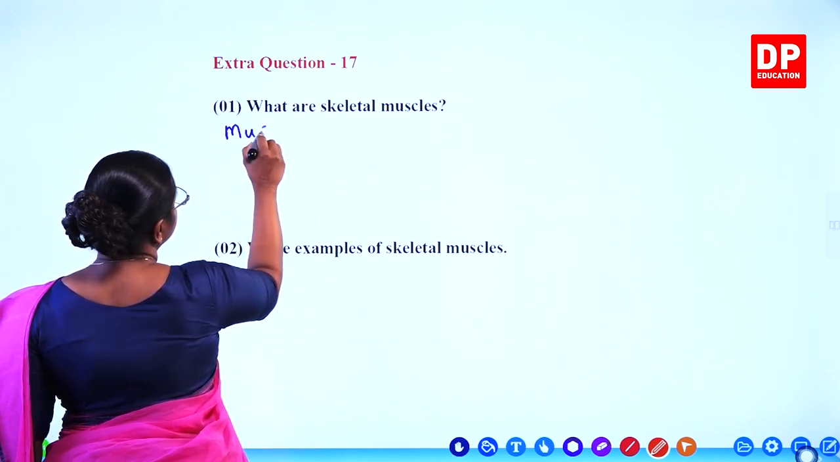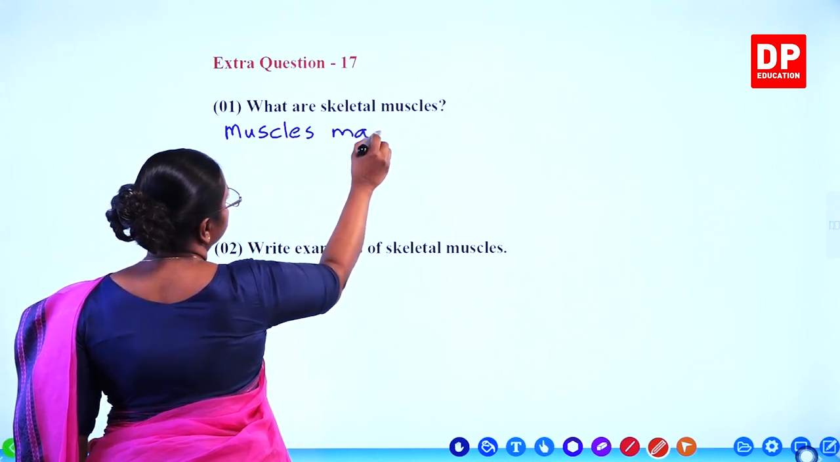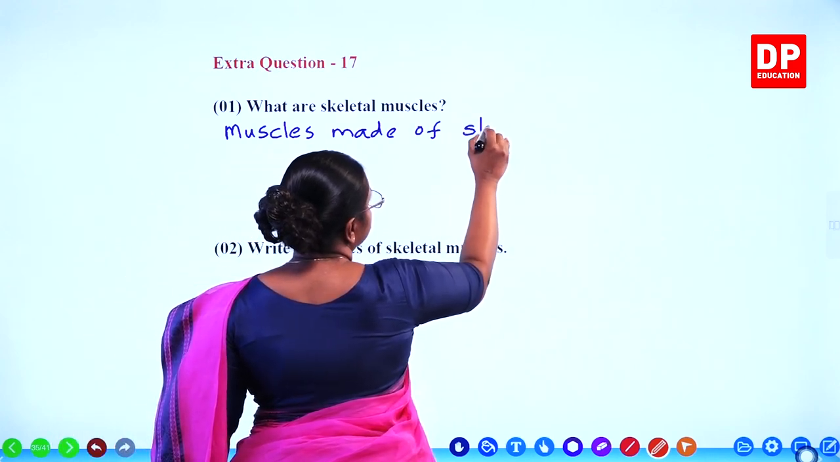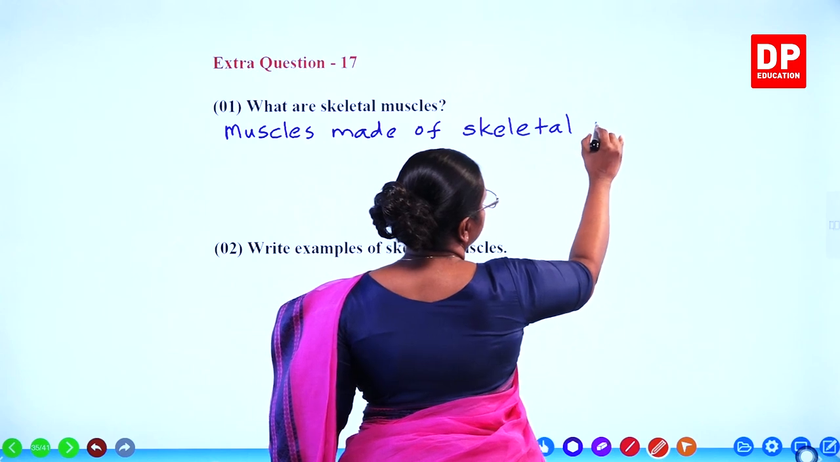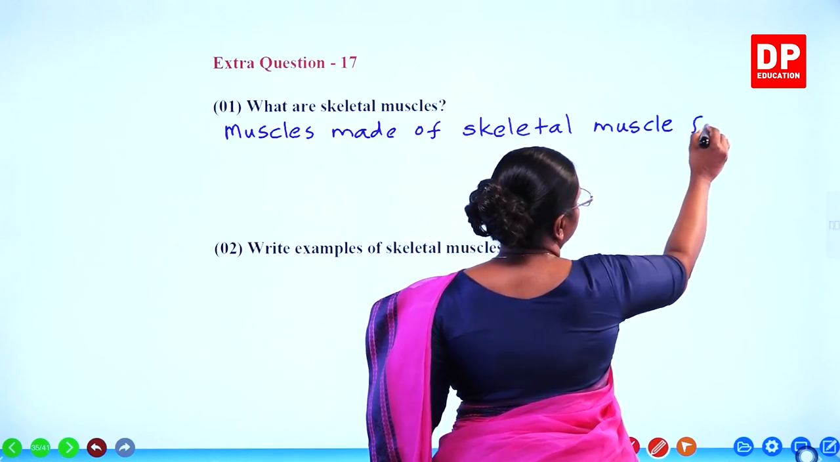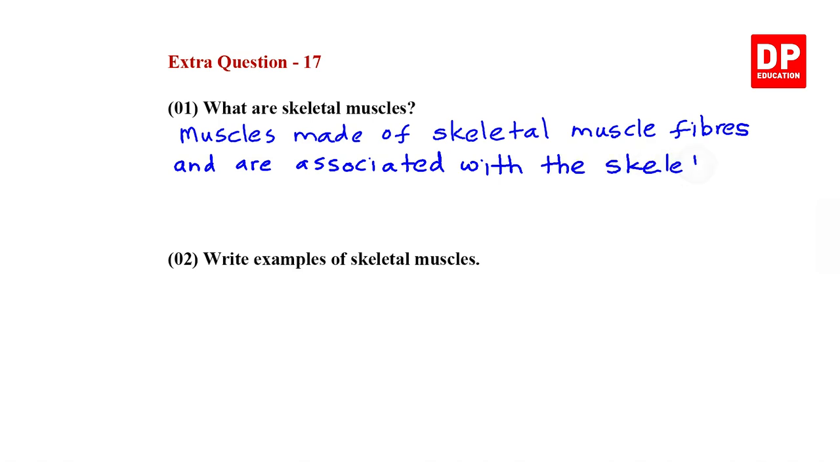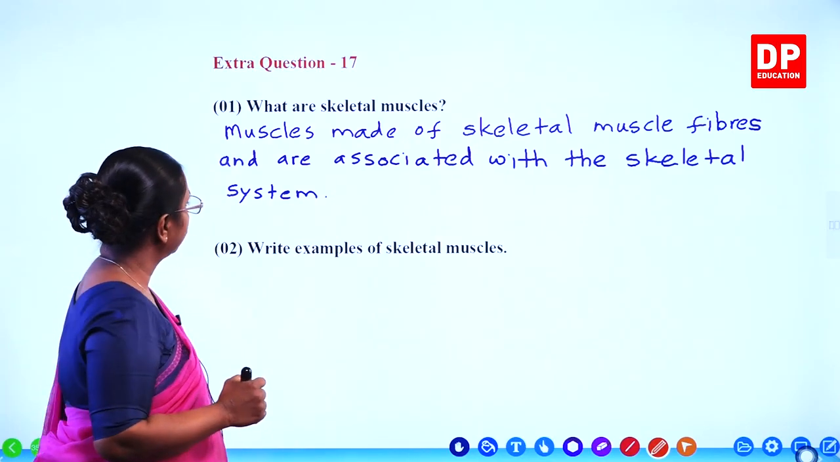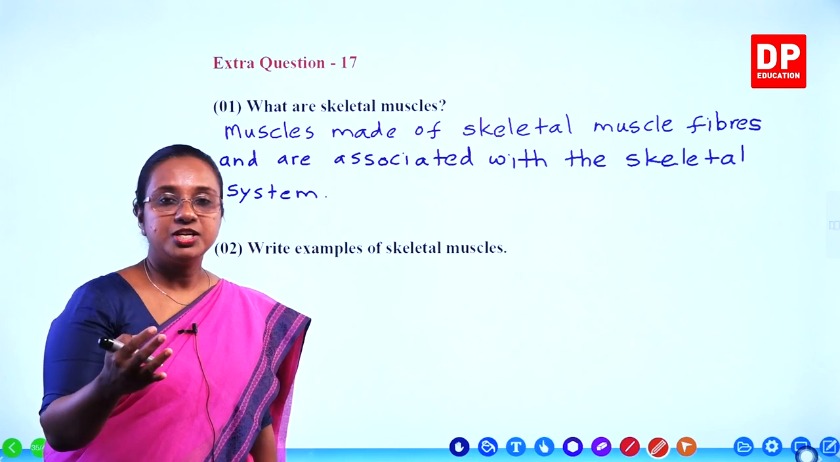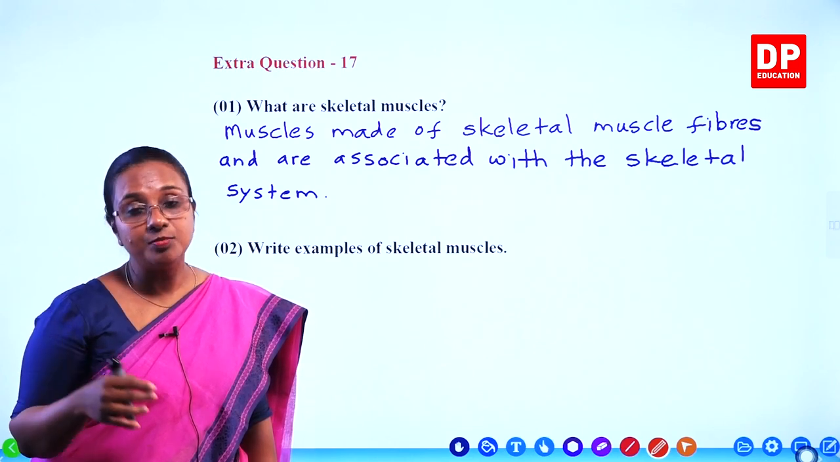Muscles made of skeletal muscle fibers and are associated with the skeletal system. You don't have to write the function. Function is to be involved in the locomotion and movement.